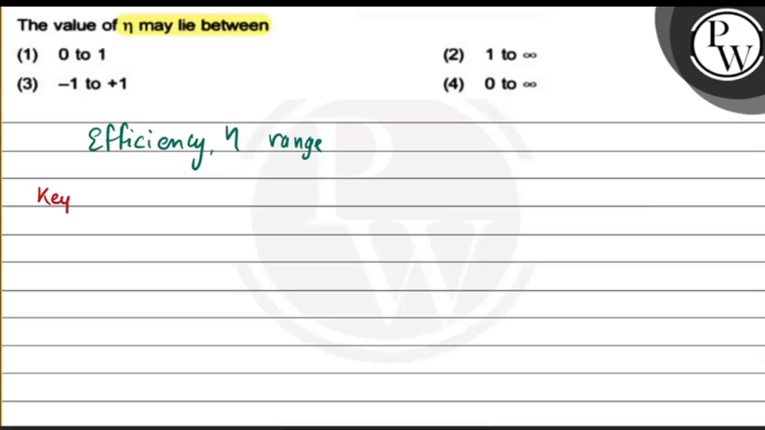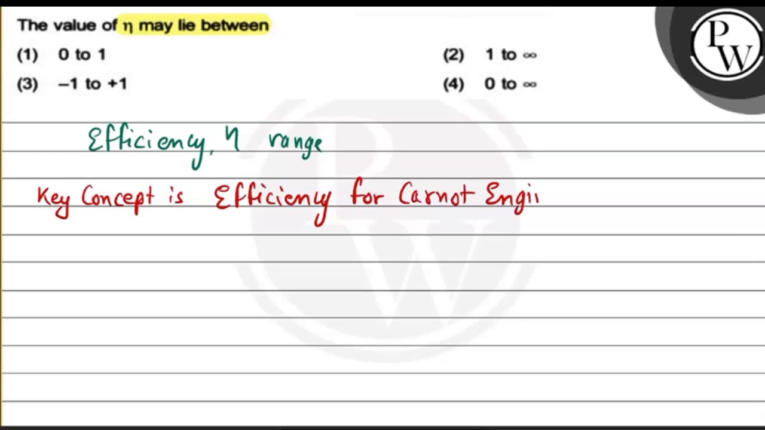So here our key concept is that efficiency for the case of Carnot engine is defined as eta is equals to 1 minus T sink over T source.